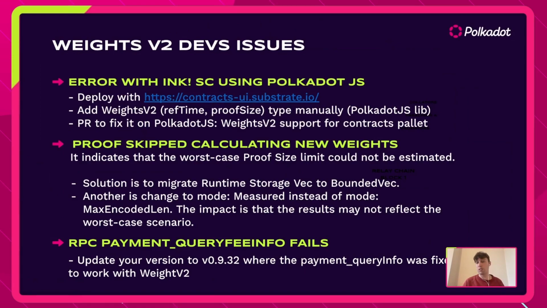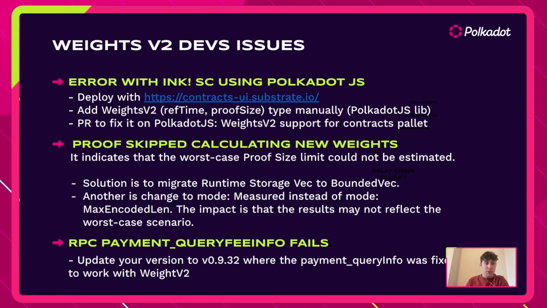If you are using the Polkadot JavaScript library and you want to do it manually, that's a bit more complex, but you can add this weights v2 type manually in the code. And the good thing is that Polkadot.js is going to be fixed to support weights v2. I saw a couple of days ago that there's already a PR that has been accepted, so probably it's going to be live soon in the Polkadot.js UI. That error is not going to happen anymore. But if you find this error, just know what the solution is.